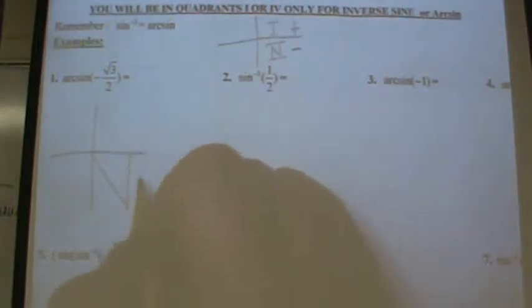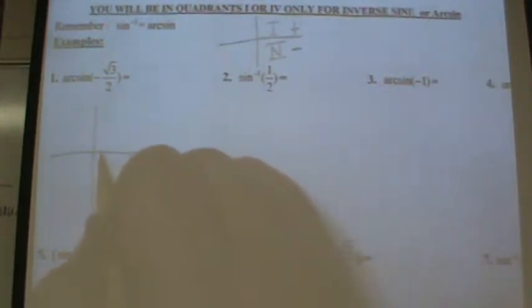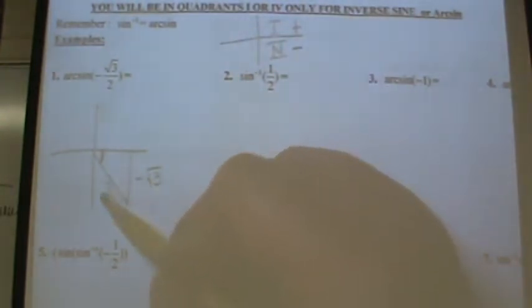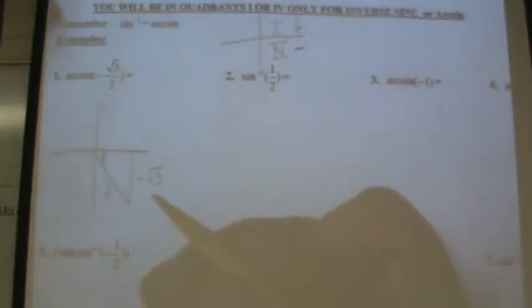And we know that sine is opposite over hypotenuse. So we're going to have our opposite, this is the angle that we're looking at. Our opposite is negative root 3, and our hypotenuse is 2. So now we need to ask ourselves, what angle is this where the opposite is root 3 and the hypotenuse is 2? Nick said 60. So if it's a 60-degree angle, what's that in radians?